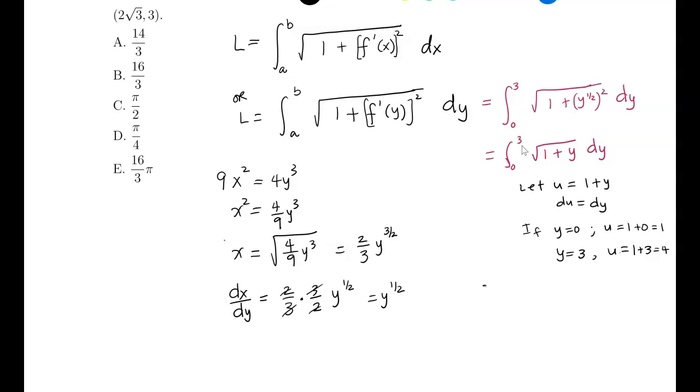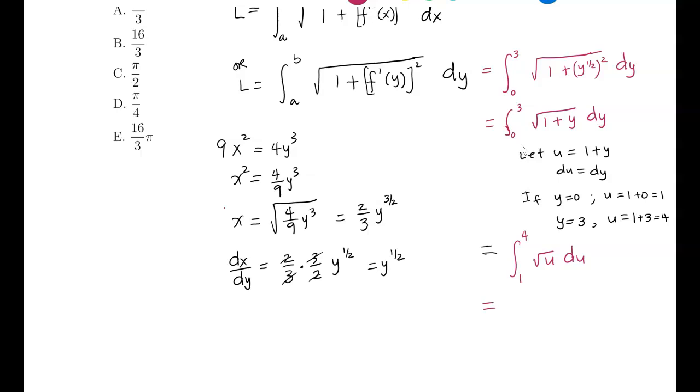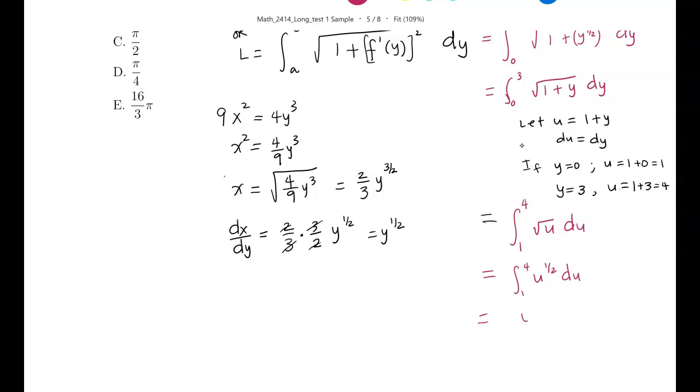So therefore, this is just equal to the integral of square root of u du, with new limits of integration from 1 to 4. So then you integrate that. What's the integral of square root of u? Think of square root of u as u to the 1/2. So the integral of u to the 1/2 is u to the 3/2 divided by 3/2. Then evaluate that from 1 to 4.